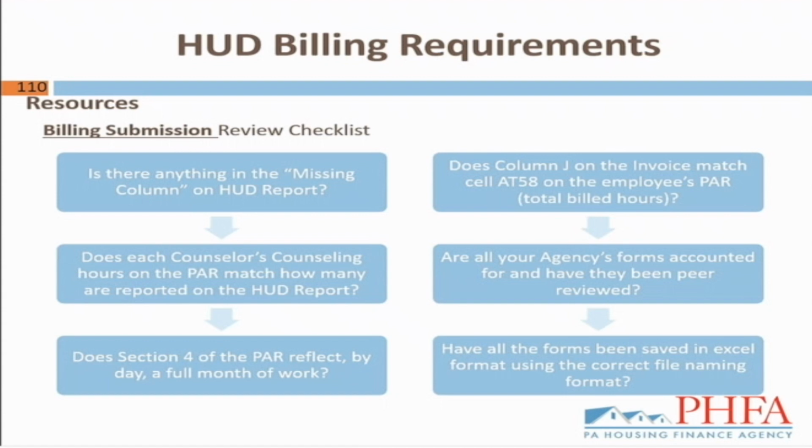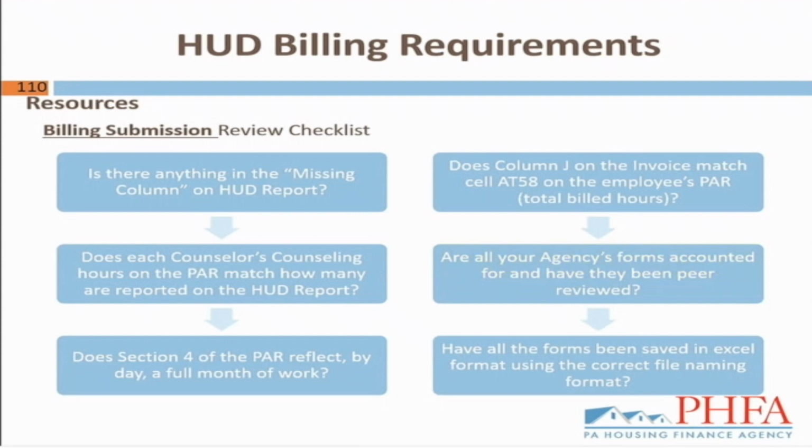As a billing submission review checklist: is there anything in the missing column on the HUD report? Does each counselor's counseling hours on the PAR match how many are reported on the HUD report? Does Section 4 of the PAR reflect by day a full month of work? Going to the right column, does column J on the invoice match cell AT58 on the employee's PAR? In essence, do the total billed hours on the PAR match the total billed hours on the invoice?